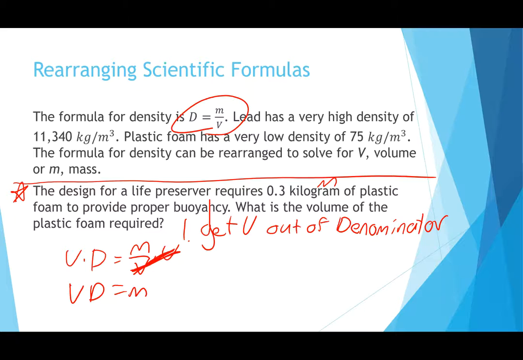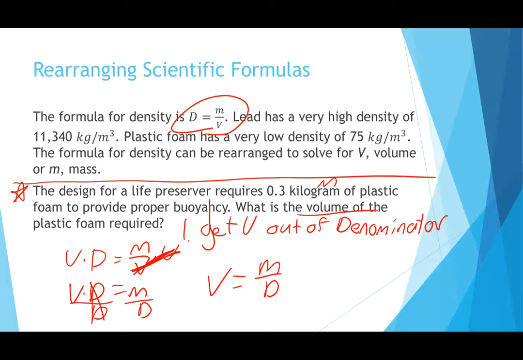So I'm not really making any progress because I don't have V by itself. I moved V, but it's still not by itself. But it's still a little bit of progress because now V is not in the denominator. I'm still trying to get V by itself though, because my goal is to solve for volume. So because V is over here with D, I do need to get rid of D. And since that's being multiplied, dividing by D will cancel it out. So we'll have V equal to M over D.